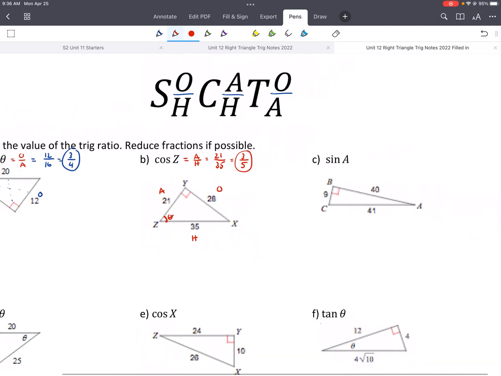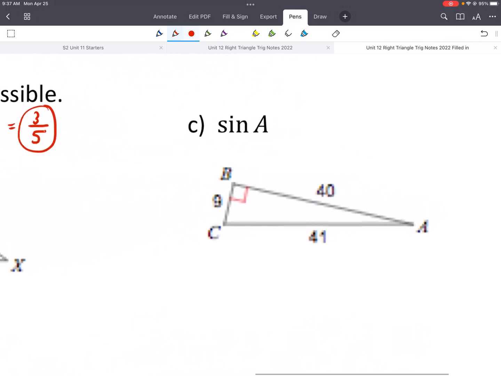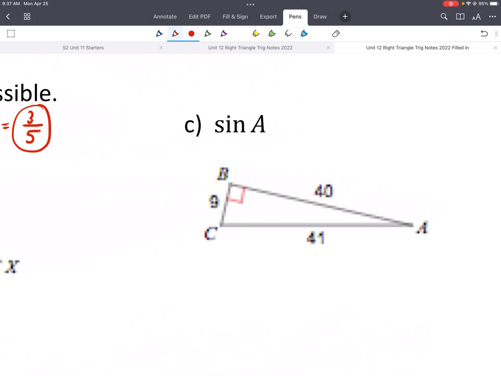All right, and then let's look at sine. We haven't done a sine yet, so we'll label our sides. Again, we're saying sine of A. So our reference angle is right here, which means we have our H, O, and A. Again, A and H look very similar, so we need to look at that right angle and realize that our hypotenuse is across from it.